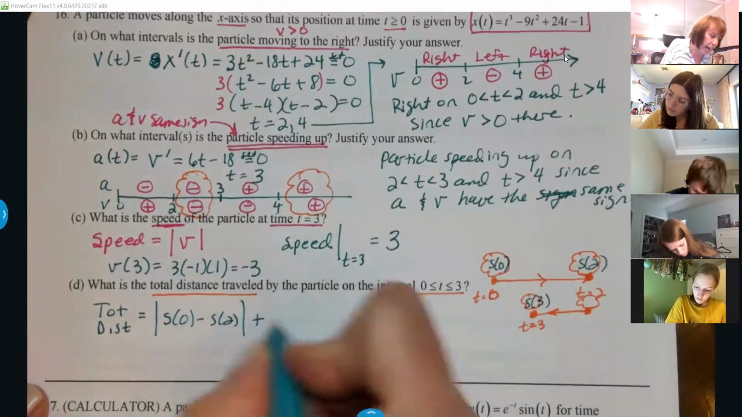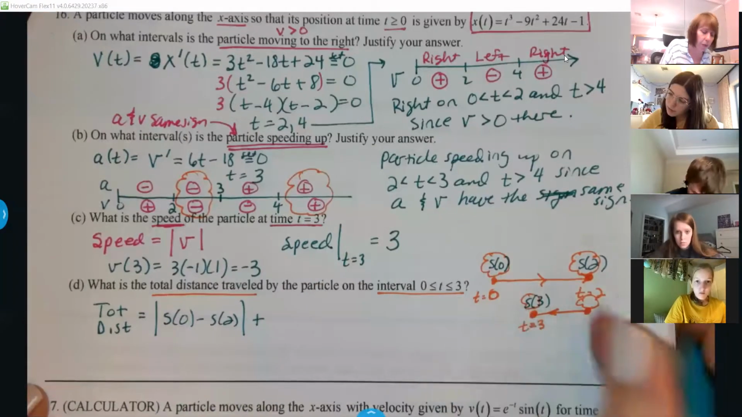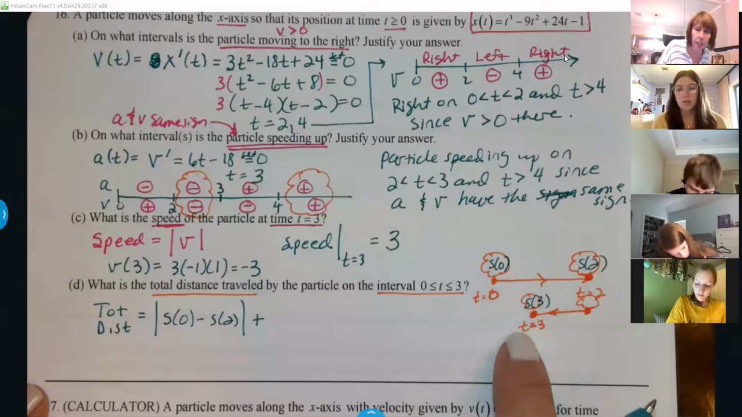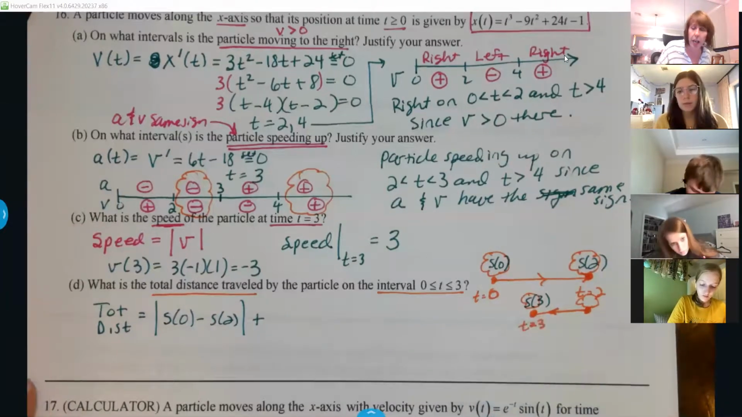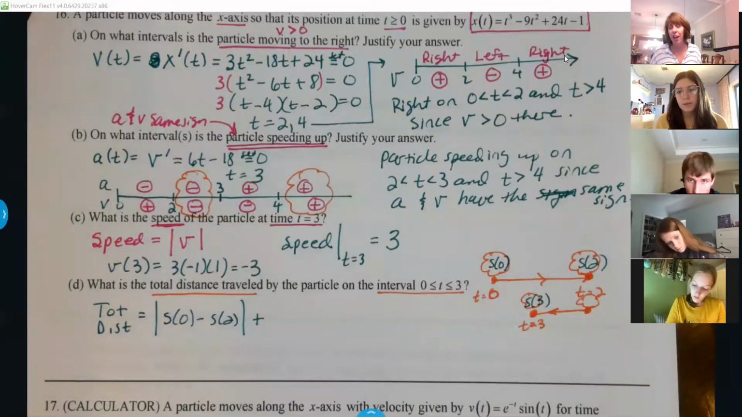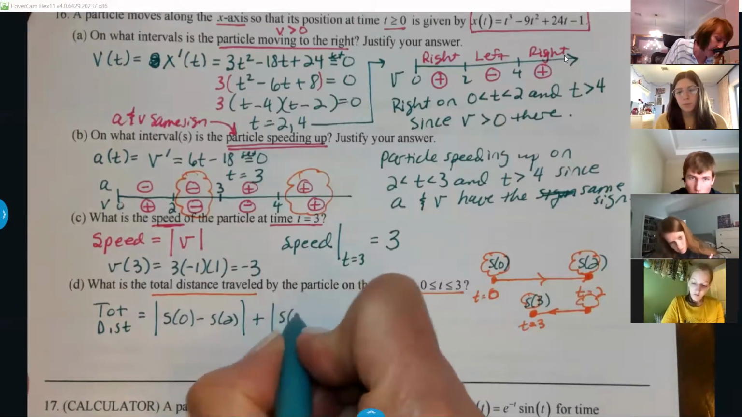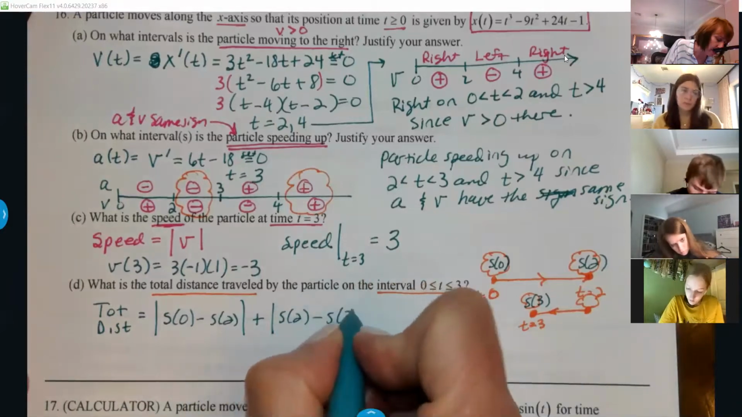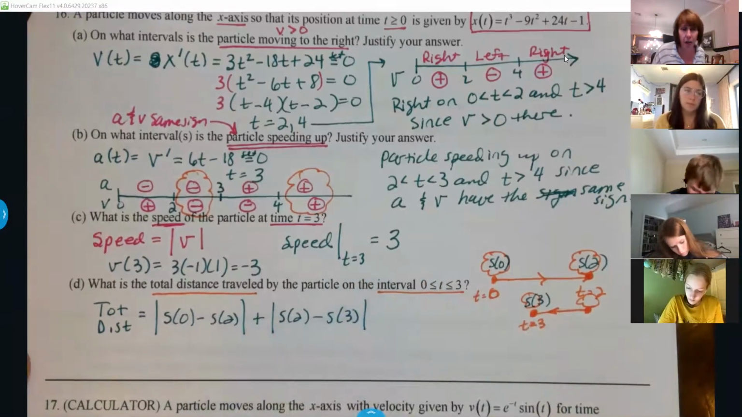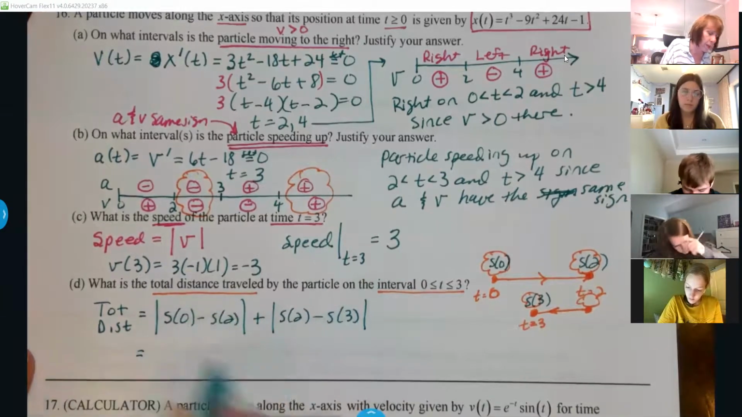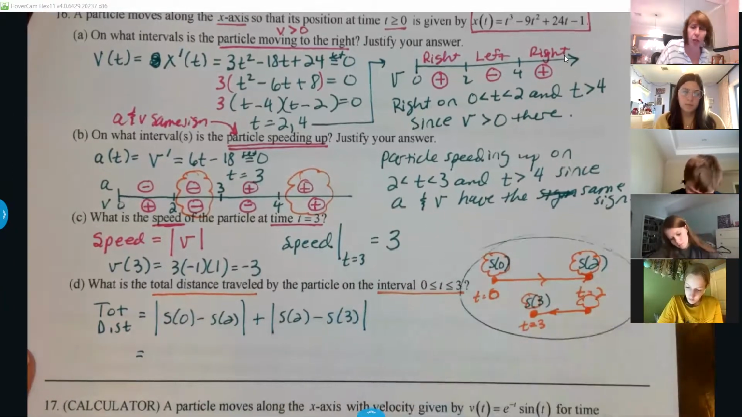Okay, and then we're going to add the distance from time 2 to time 3. And again, here, the time 2 should come first if we don't have absolute values. But with the absolute values, it doesn't matter. It'll all take care of itself. So a little diagram is helpful there.